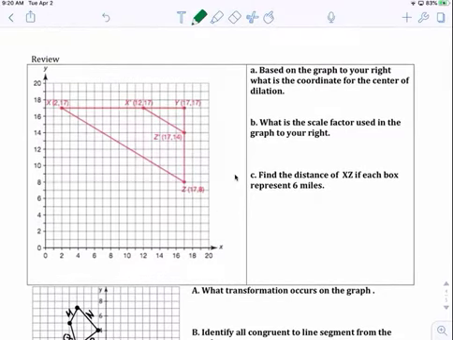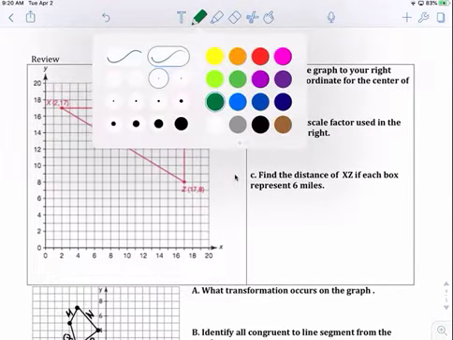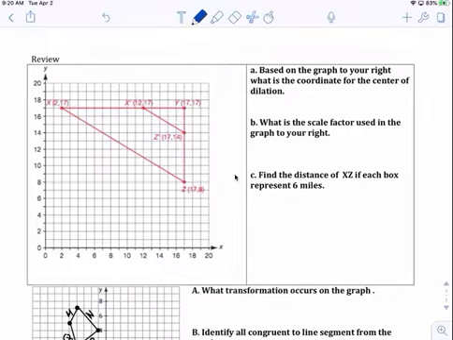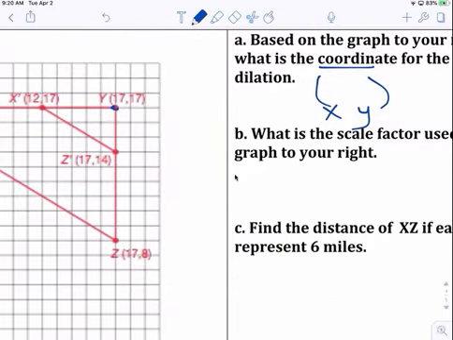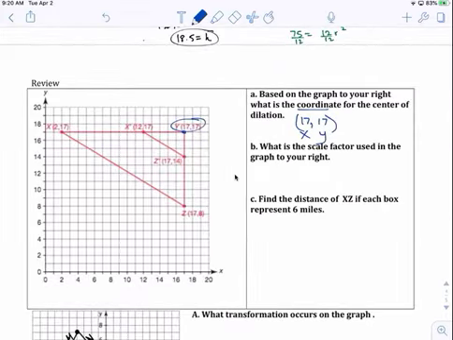Okay, based on the graph to the right, what are the coordinates? These are the coordinates x and y, the center of dilation. Okay, the coordinate is 17, 17. That's your coordinate for the center of dilation.